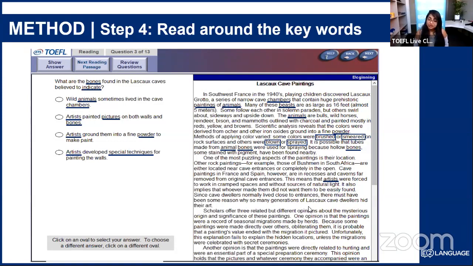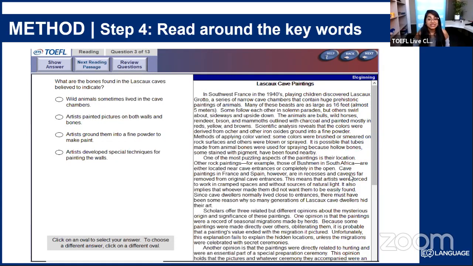And you could choose to read both paragraphs, which is still a good idea, but you might just find the answer after reading the first paragraph. You can choose to read the next one if you feel like you're still not sure of the answer. Okay, so let's read this paragraph together, and then we'll look at step 5.